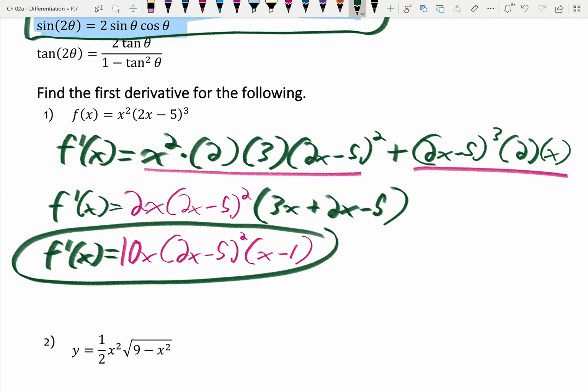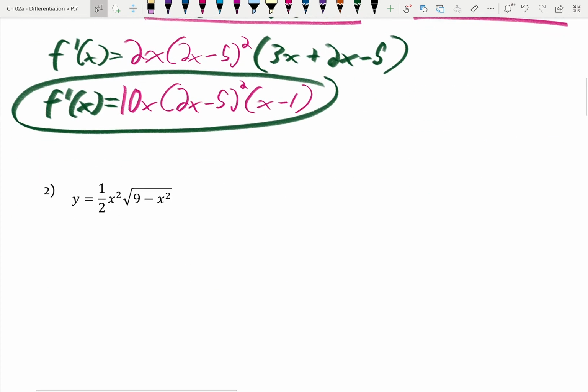In a good factored form, what you should have noticed is that your different factors have their powers reduced by 1. Both of them are. And you have some extra stuff left over, like you got some stuff that you dealt with, including that x minus 1. So that's common. Okay, number 2.